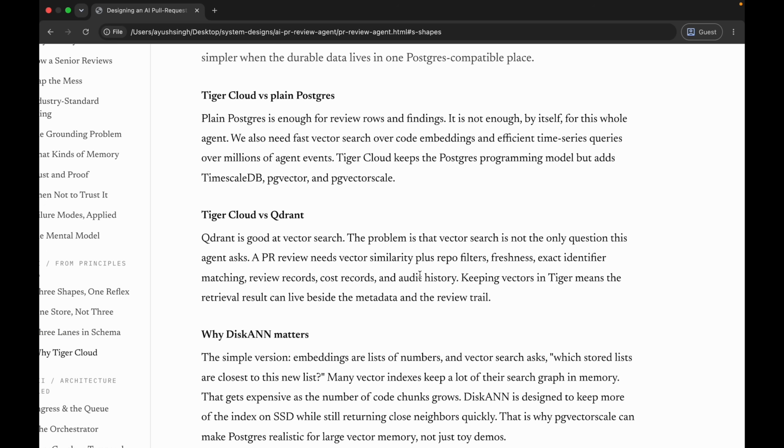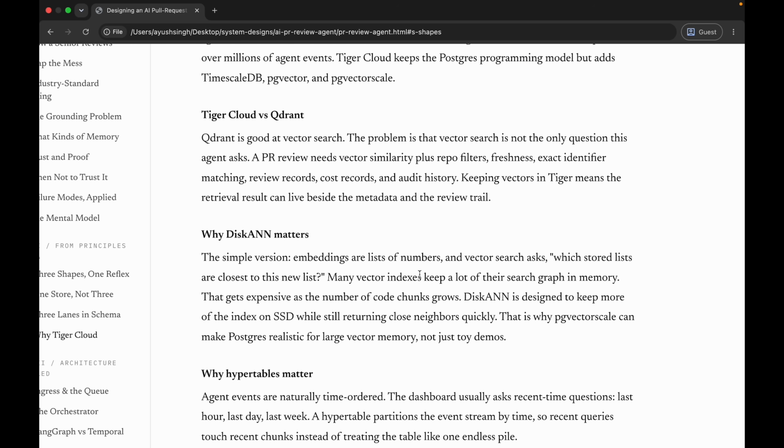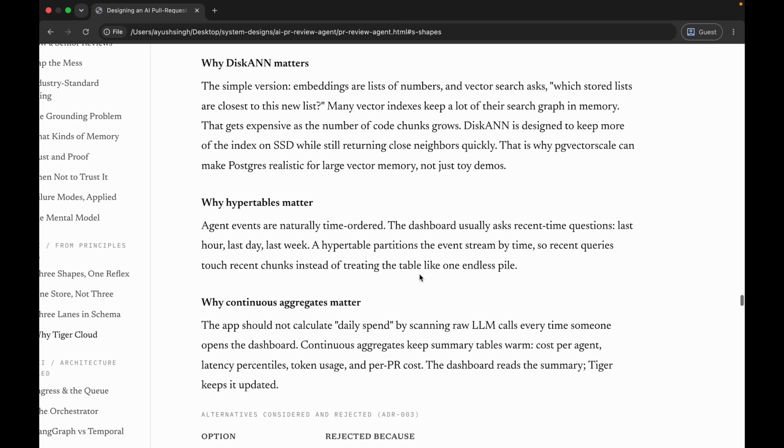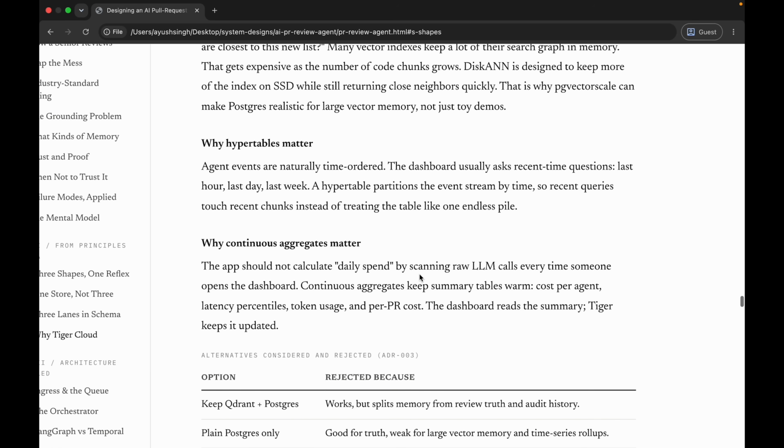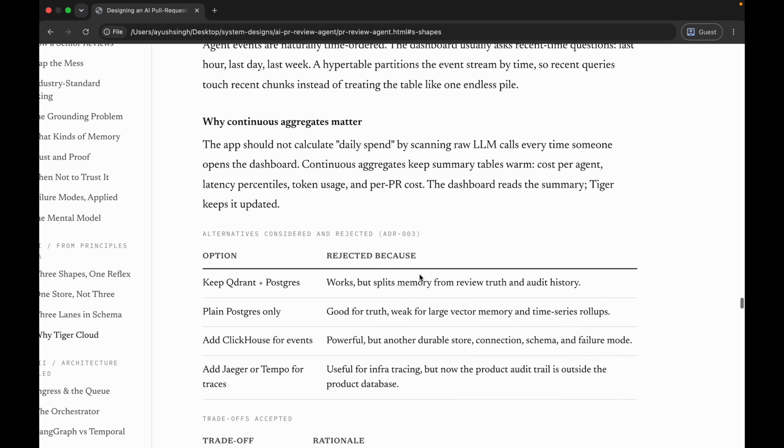Then you have this DiskANN I just discussed. When you have millions and millions of things, this particular algorithm helps you index more of the code base, keeping your index on SSD, while still returning the closest neighbors quickly. That's why we're using pgvectorscale for large vector memory, which other enterprises use as well. And as we discussed, hypertables and continuous aggregates help us: one internally maintains the chunks so that we can trace it back, and the other continuously keeps updating and aggregating summary tables such as cost per agent, latency percentiles, tokens, and per PR cost.